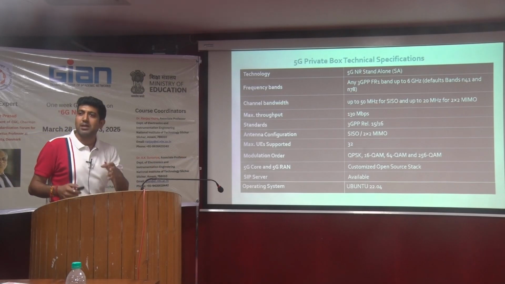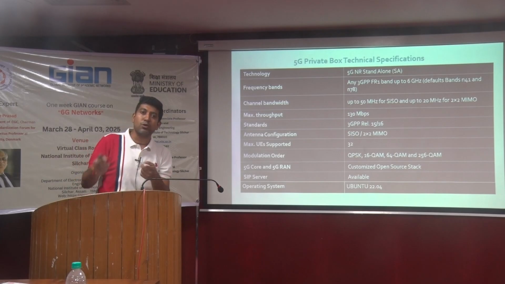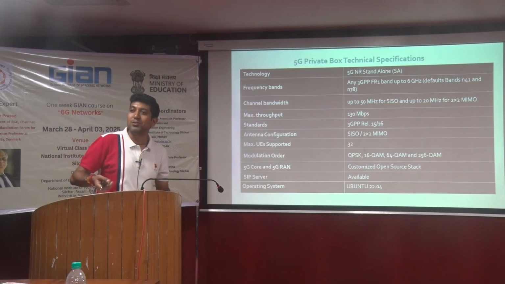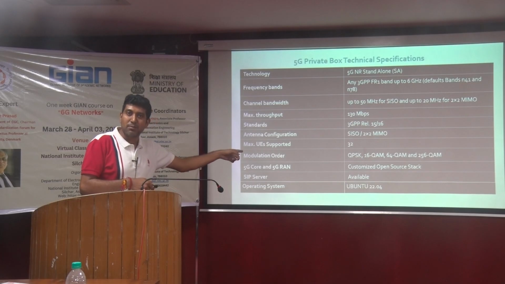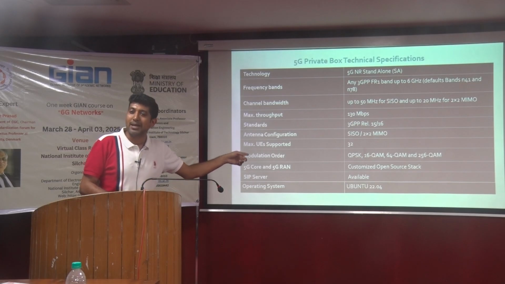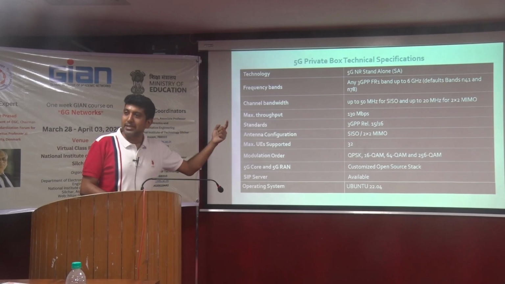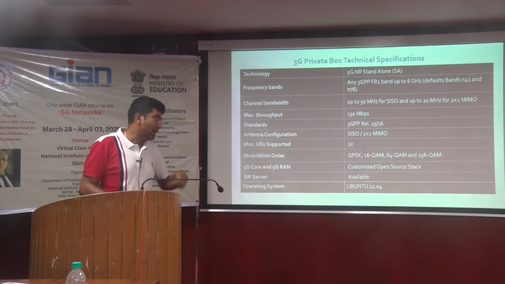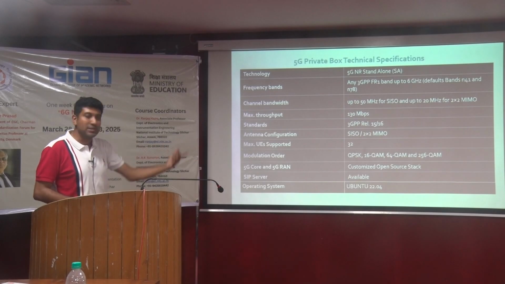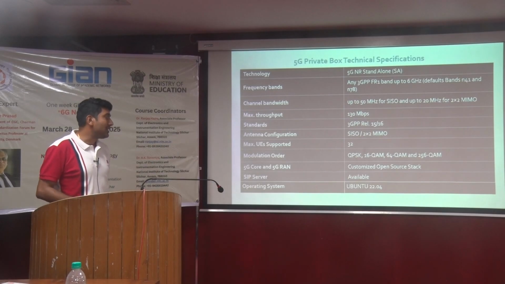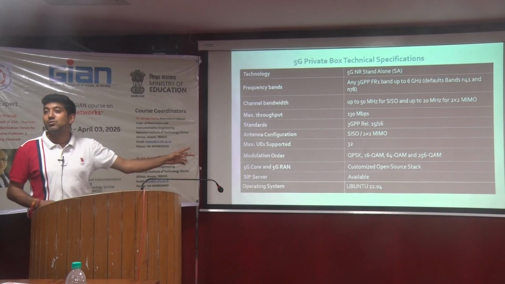QAM obviously is quadrature amplitude modulation, so not only the phase, but your amplitude is also changing. And 16 is basically the number of symbols. So 16 symbols means, at a time how many bits you are using? 4 bits. 256 means 8 bits together, I think. Yeah, so that's how your logic goes. And obviously it's an open source stack. That's what the core and the RAN is. And the operating system uses Linux.